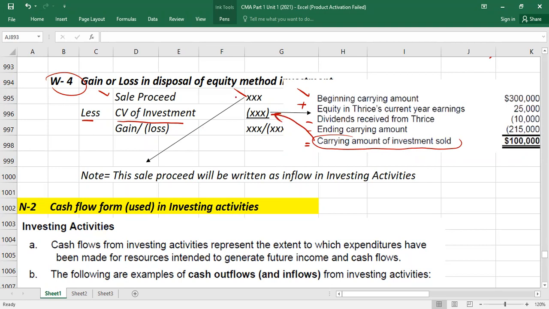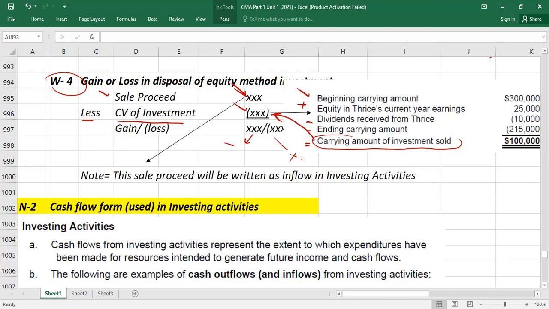Right? You got a sale proceed here. You will deduct the carrying value of investment. So if the answer is positive, that is called what? Gain on disposal of equity method investment. If the answer is negative, it is a loss. So what will you do? Gain you will deduct from the statement of cash flows, and loss you will add because it is deducted in the income statement. So you have to add that.